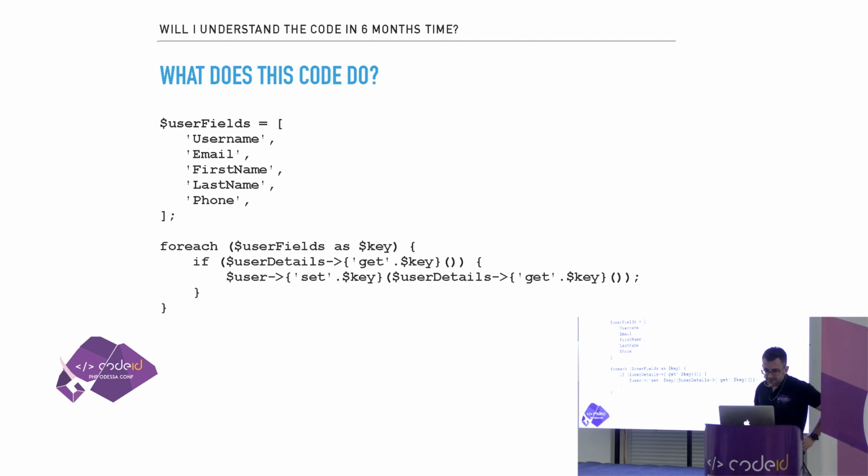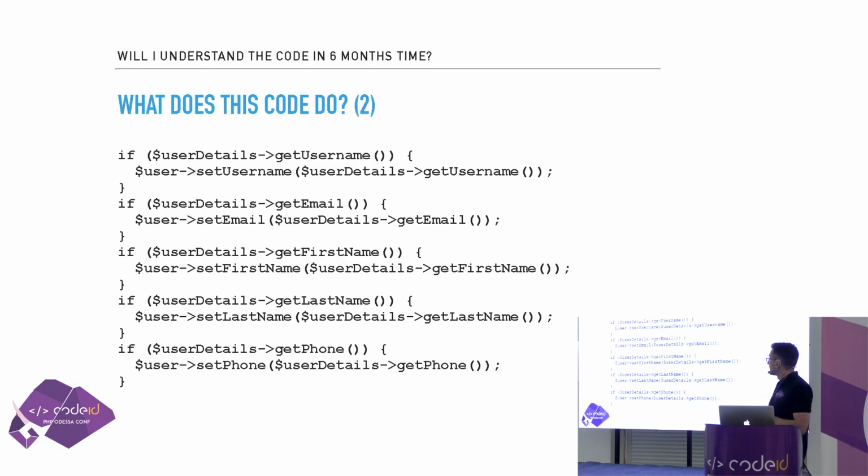What it's actually doing is taking data from user details and copying it to a user object. I had to look at this several times before I understood it. This is actually doing the same thing. It's saying if user details username is set, then I'll copy the user details into the user's username thing.